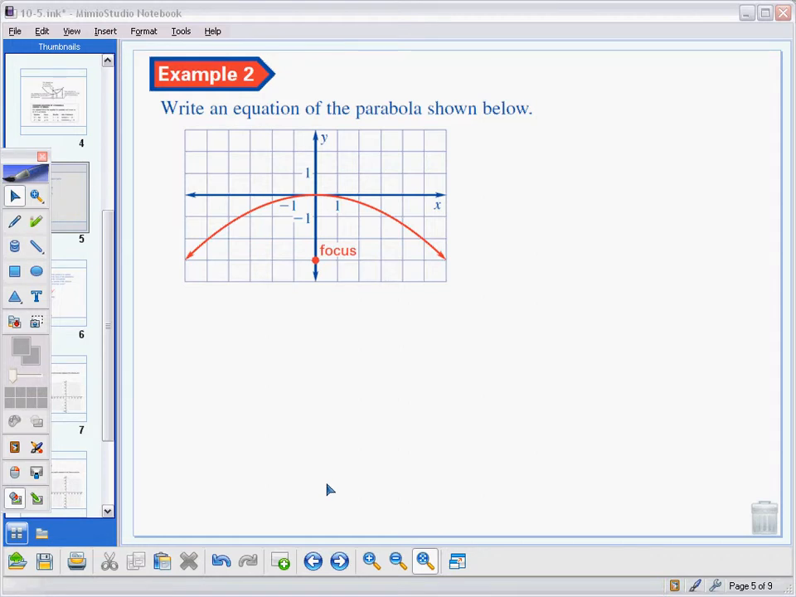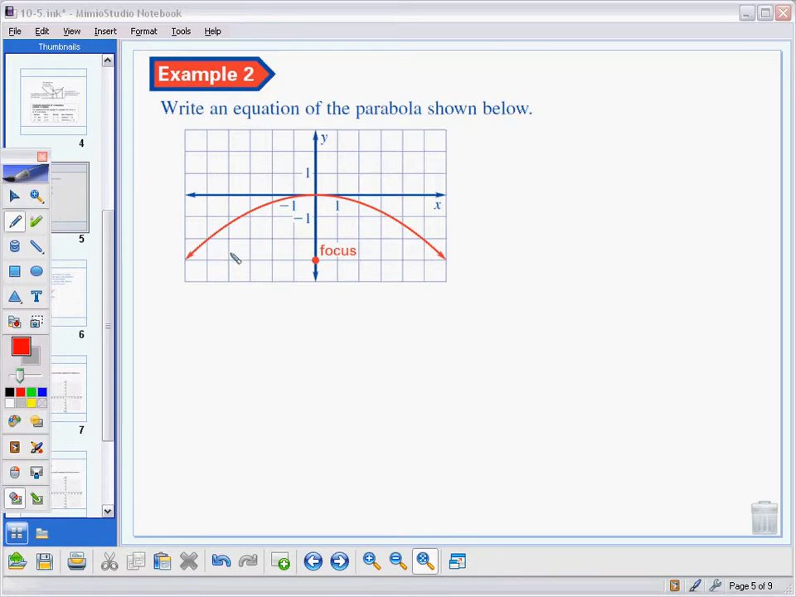Hello, here's the second video for our graphing of parabolas unit. Yesterday we went through and graphed a parabola with its vertex at the origin. Today we're going to start off by writing the equation of a given parabola and its graph.